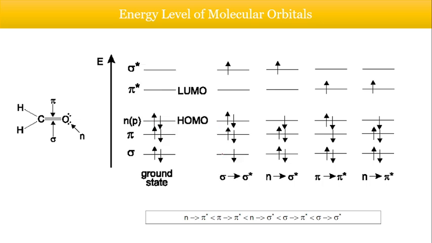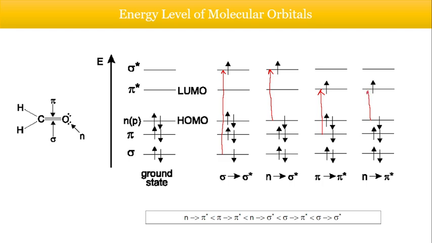So the electron moves from here to here, and then from the non-bonding orbital it can move to the antibonding orbital of sigma as well. So here we are also observing an electronic transition from n to sigma star. Also, we see other transitions like pi to pi star transition, and then we have n to pi star transition.